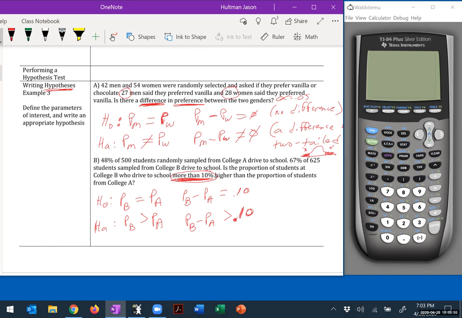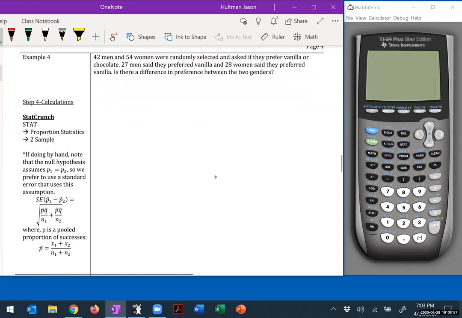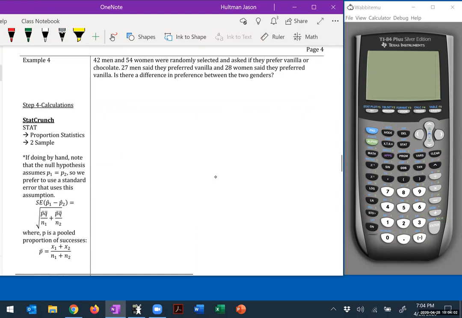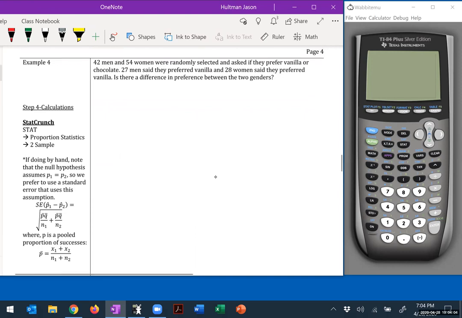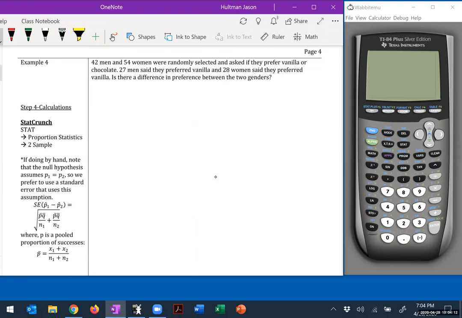Okay, let's do example 4 here. Example 4. We'll go back to vanilla and chocolate here. So we want to write a hypothesis test for there. Is there a difference in the preference between the two genders? Is there a difference? Okay, so what do we get?